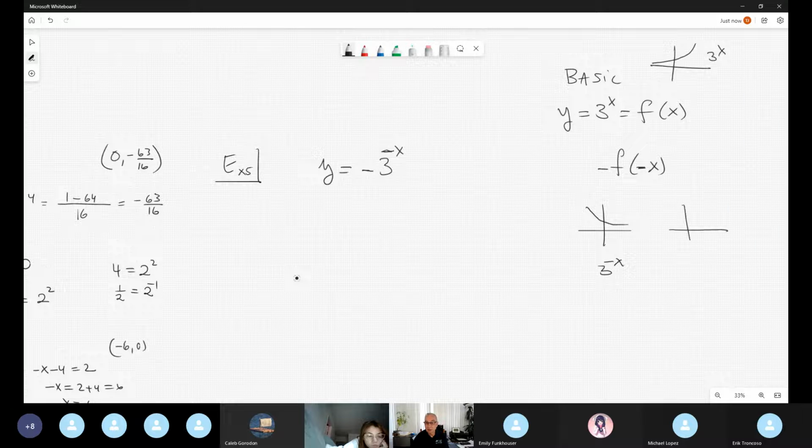And the other sign is negative. It's another reflection. This was a reflection about the y-axis, and now this is a reflection about the origin. It can look like that. This is minus 3 to the minus x. Okay, double reflection.